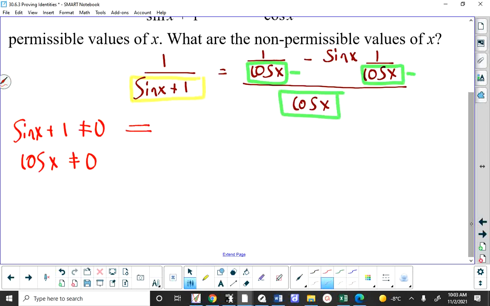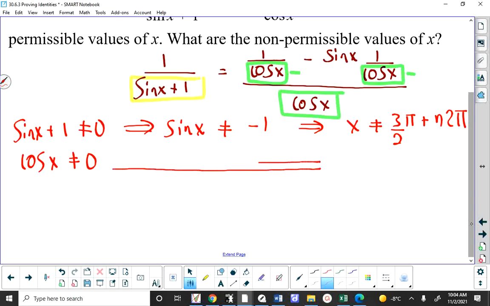An intermediate step here would be to write sine of x is not equal to 1, negative 1 rather. So where is sine of x negative 1? It's equal to negative 1 at the bottom of the unit circle. So our non-permissible values are that x is not equal to 3 pi over 2 plus multiples of 2 pi. Because if you're at the bottom of the unit circle at 3 pi over 2, any full rotation will take you back there. And then cosine of x is not equal to 0.